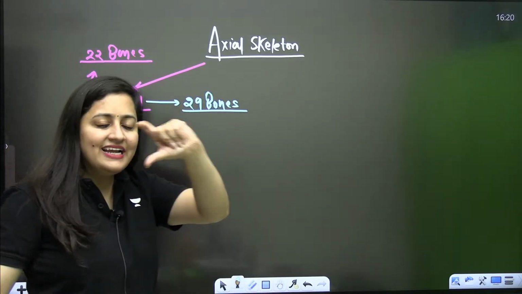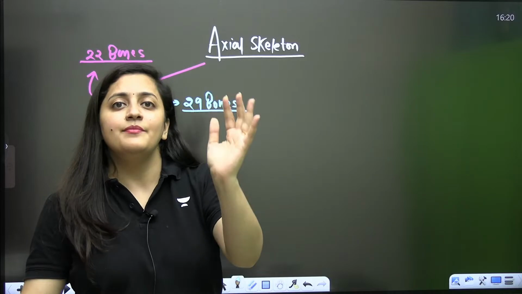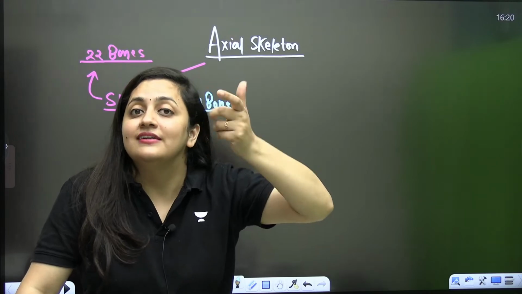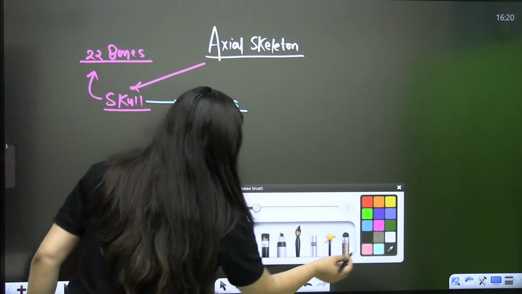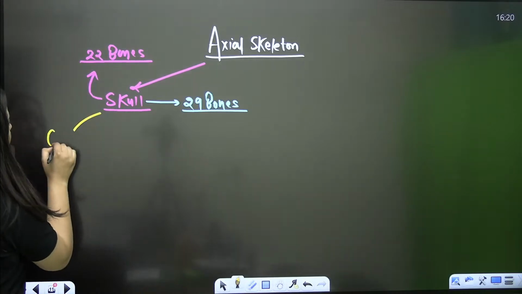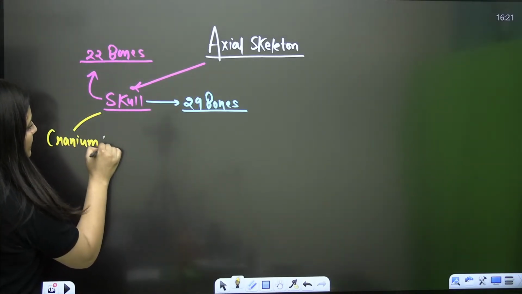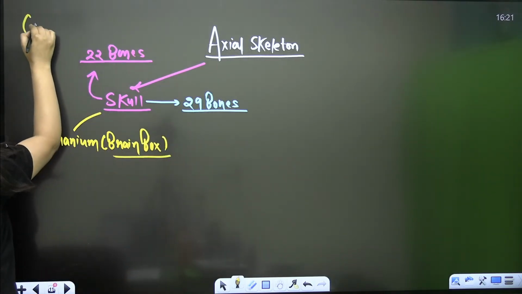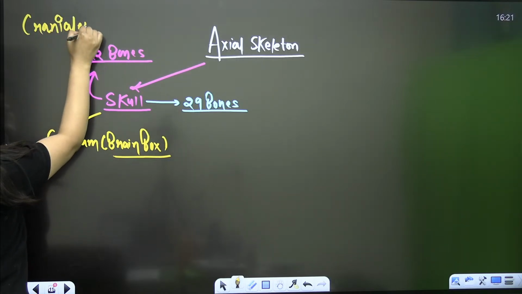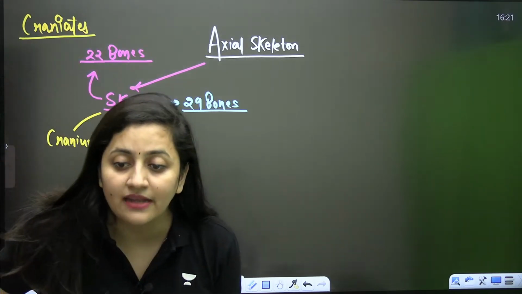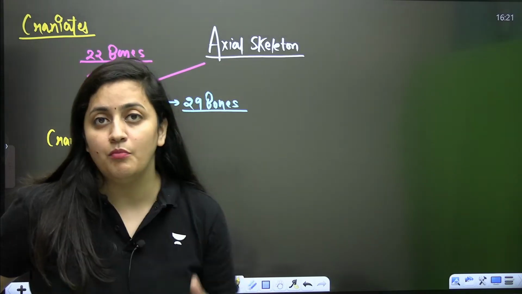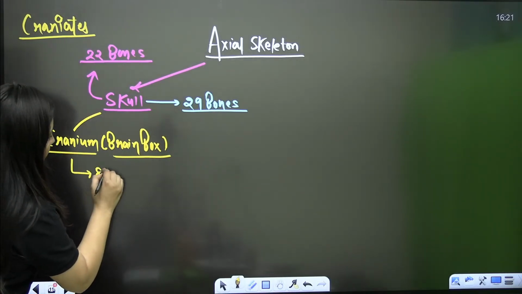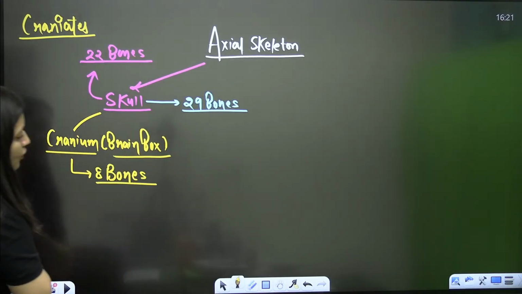If you read that paragraph properly, it is clearly mentioned that the skull has 22 bones, but then they also include the ear ossicles and the hyoid bone. When you are talking about the skull, firstly you will consider the cranium. The cranium is the brain box, and we are vertebrates, we are craniates. We have the brain box, which protects our delicate brain. The cranium is made up of 8 bones.